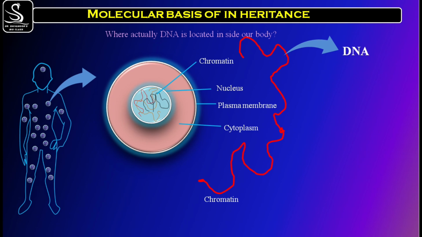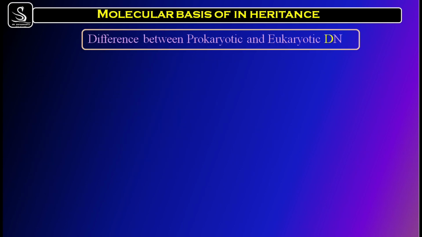DNA is there in every cell of our body, and not only in us. Even if you take any plant cell, every cell has its own DNA. If you take any other animal cell, every cell has DNA inside it, right? So the DNA is present inside the cells, inside the nucleus of our body cells.